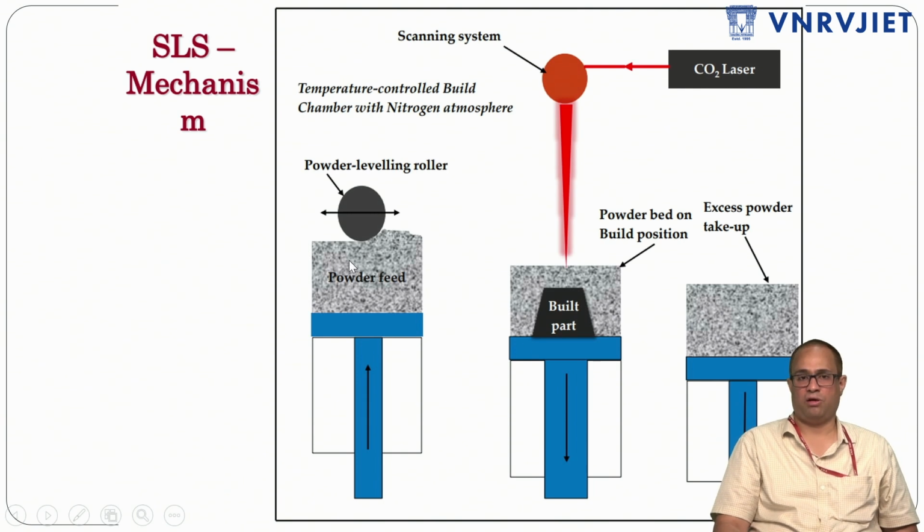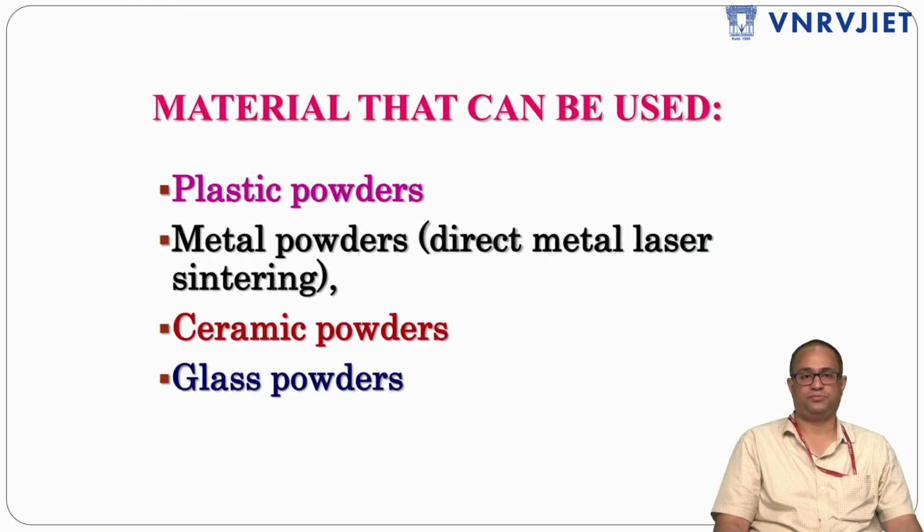Then the leveling roller again supplies powder evenly on the build surface, and the CO2 laser sinters the second layer. Like that, a series of layers is built in this sequence of operations. What are the materials that are used? Plastic powders, metal powders, ceramic powders and glass powders.